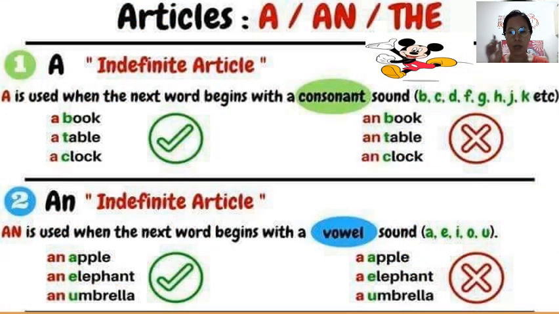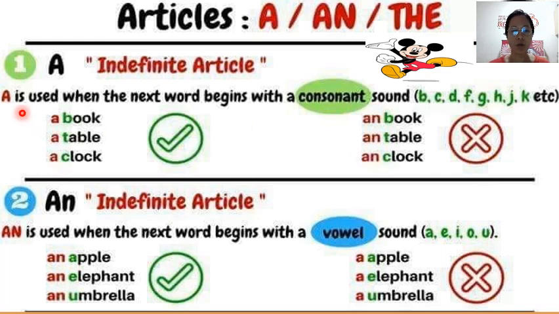Okay, first, let's learn what is a or an. A is for indefinite article. Indefinite means things that you can count. A and an are for things that we can count, for example, 1, 2, 3, 4. We can count it. So a is used when the next word begins with a consonant sound.